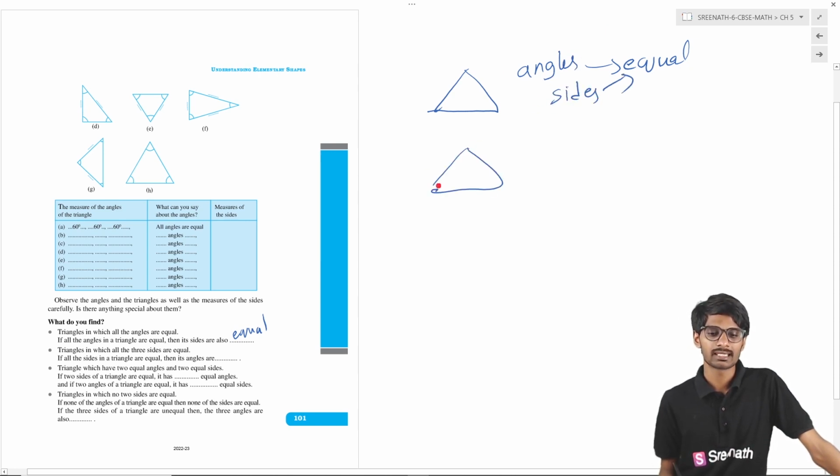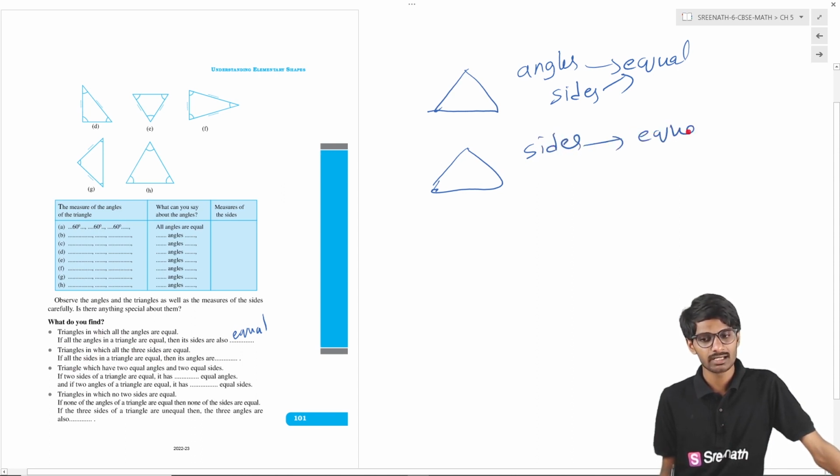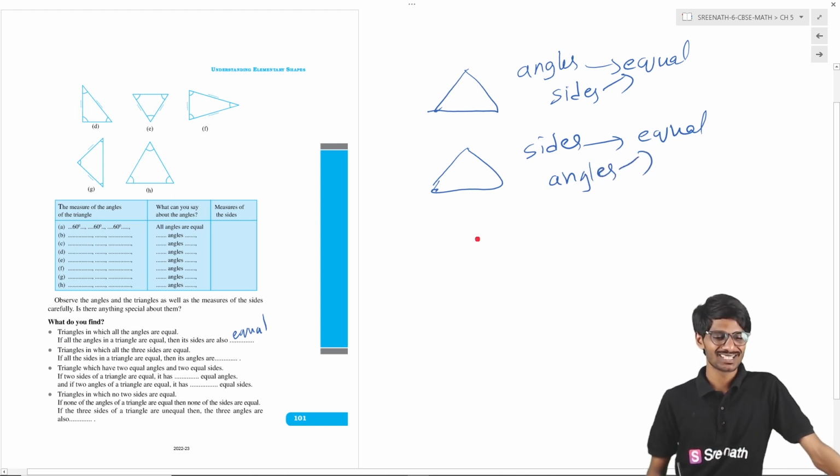So in triangles in which all three sides are equal, if all the sides are equal in a triangle, then obviously the angles are also equal, students. That is the thing you have to remember.